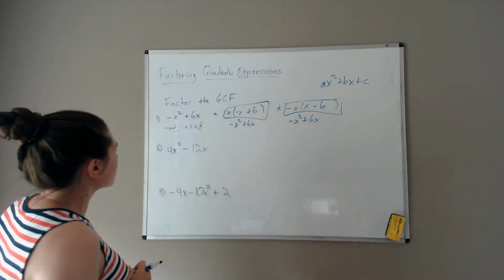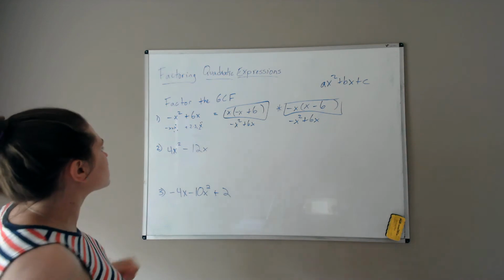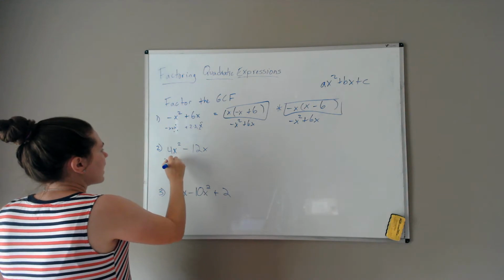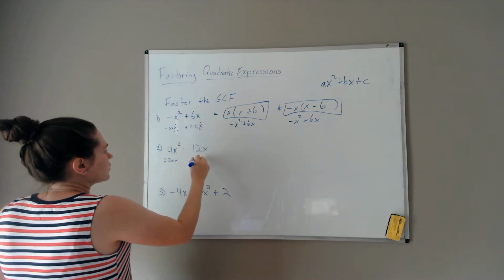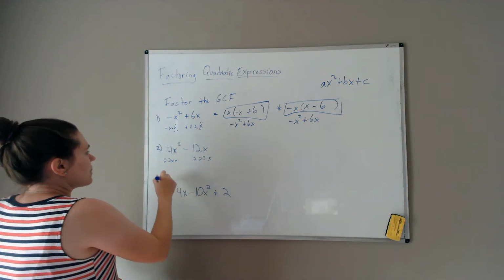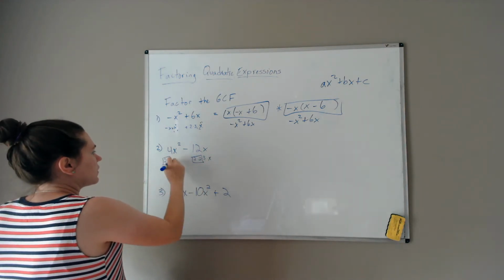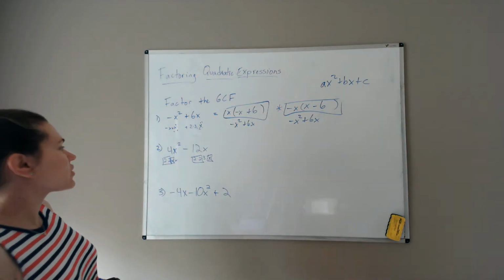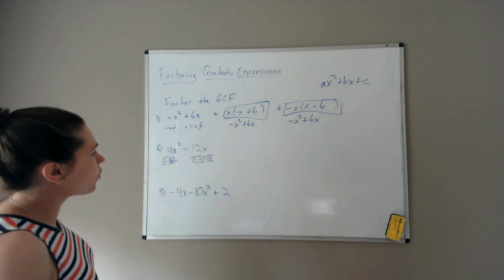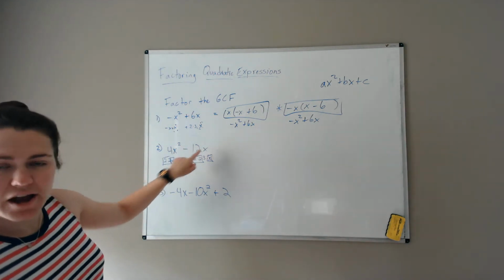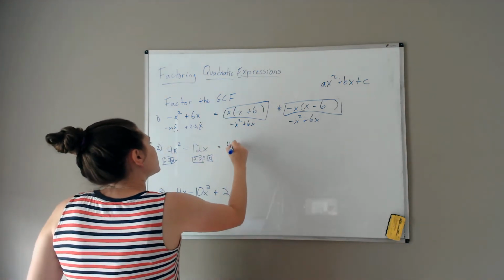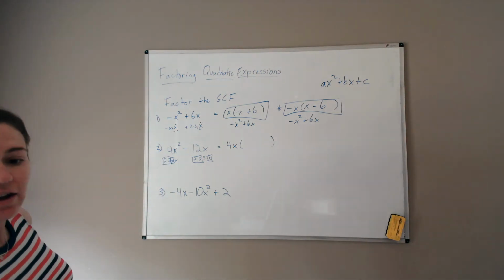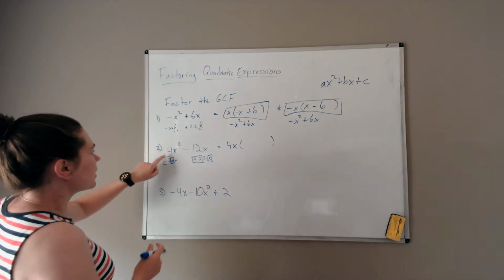Okay, so the next one, we've got 4x squared minus 12x. This is 2 times 2 times x times x, and 2 times 2 times 3 times x. 4x is the greatest common factor. What's the biggest coefficient that divides evenly into both of these numbers? 4. Then this has 2 factors of x, and this has 1 factor of x, so I could take out 1 factor of x. So 4x. I wouldn't look to take out a negative because my first term is not negative.